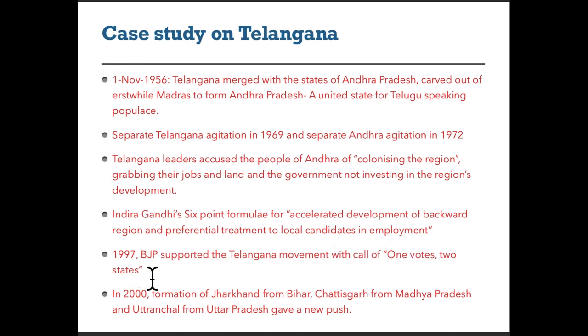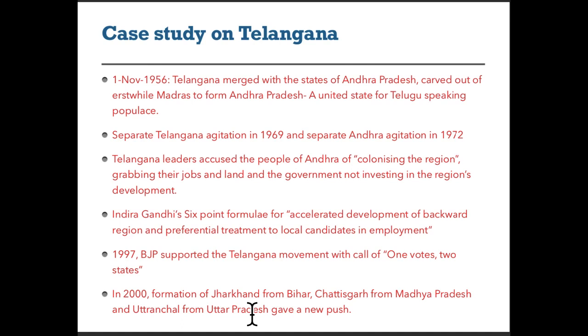But after that, in 2000, there was the formation of Jharkhand. In 2000, Jharkhand was formed from Bihar, because Jharkhand was a tribal area. To give the tribals more assertion and to respect their aspirations, Jharkhand was formed from Bihar, and likewise Chhattisgarh was formed from Madhya Pradesh, and Uttaranchal was formed from Uttar Pradesh. So these things gave a new push to the Telangana movement.